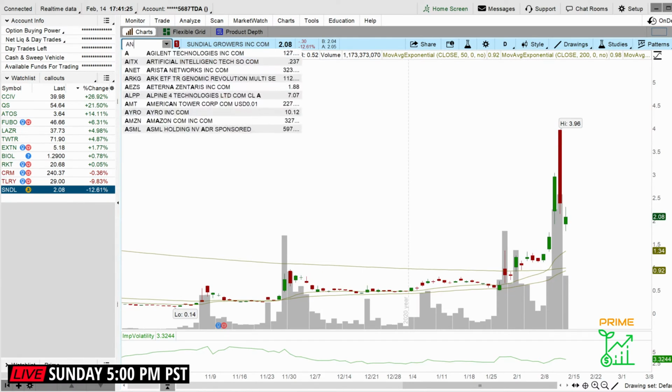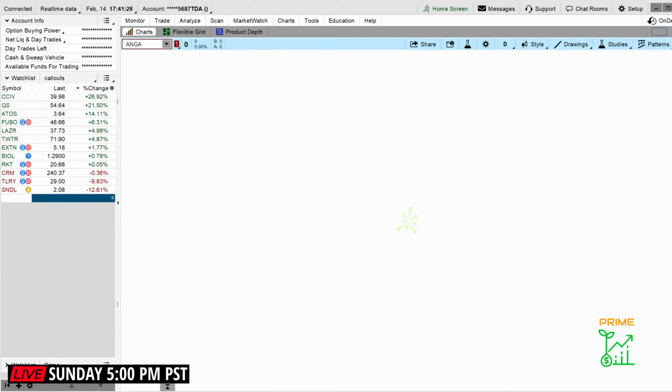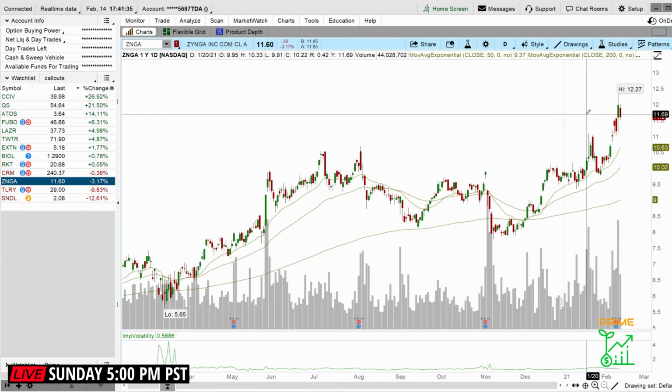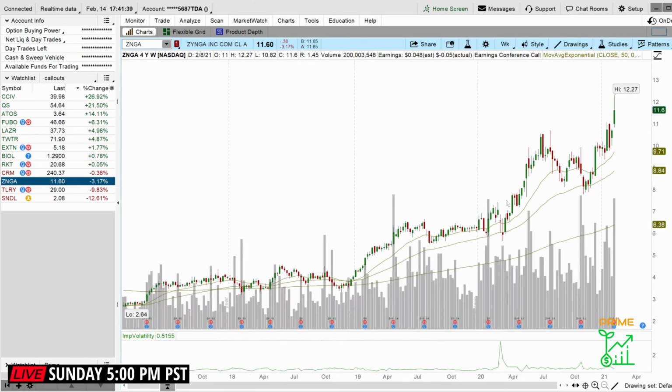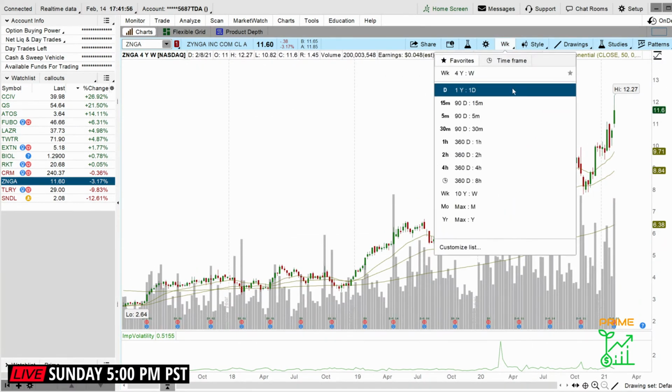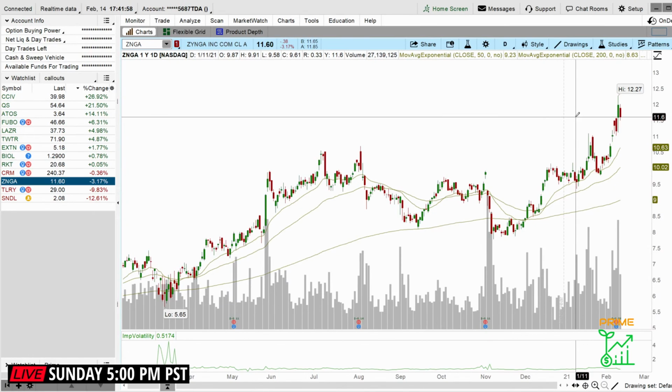Zynga. Okay. I like it. Weekly time frame looks good. It starts getting steep if you start doing this, but you can kind of do that. We are getting a little bit steep. But I do like this price action. I do like it is bullish on the larger time frame, which is something that's good.